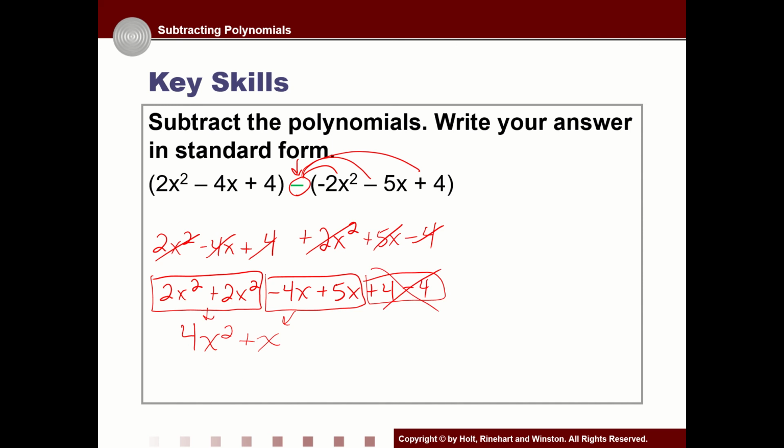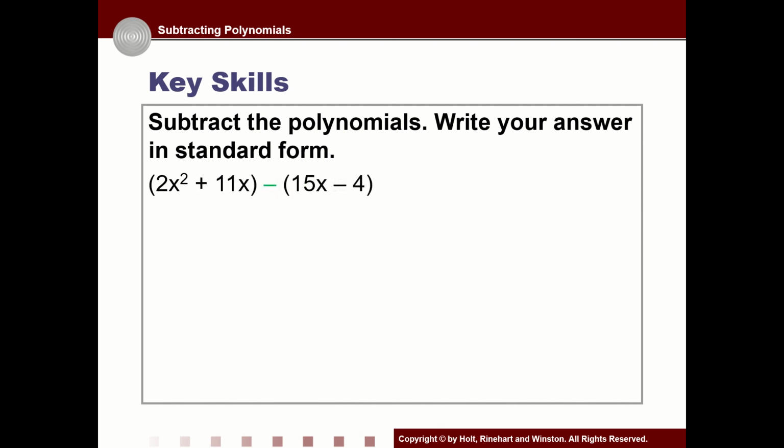I need to check to see if it's in standard form. Exponent of 2, exponent of 1, greatest to least. So that is correct. My answer is in standard form. And let's try one more example.